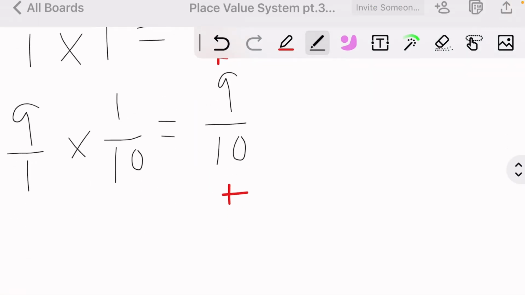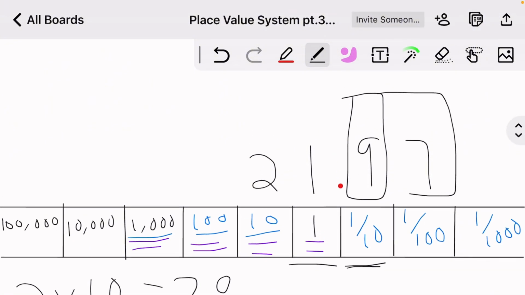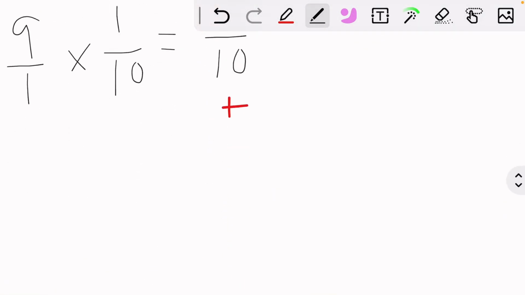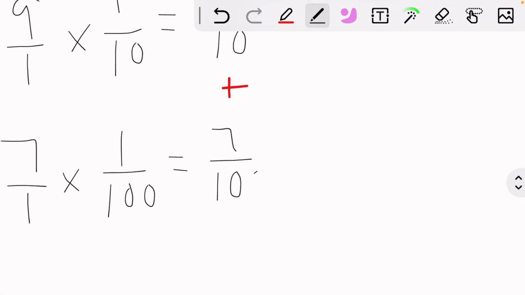We got 7, because this is the 100ths place. We got 7 groups of 1 over 100. So that's 7 over 1 times 1 over 100. And when we multiply across, that's going to be 7 over 100.